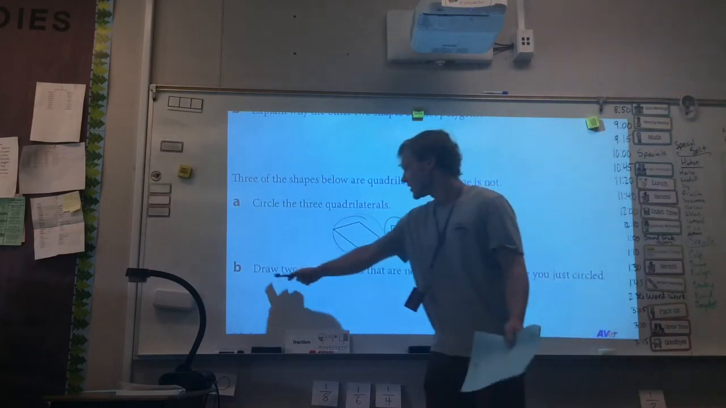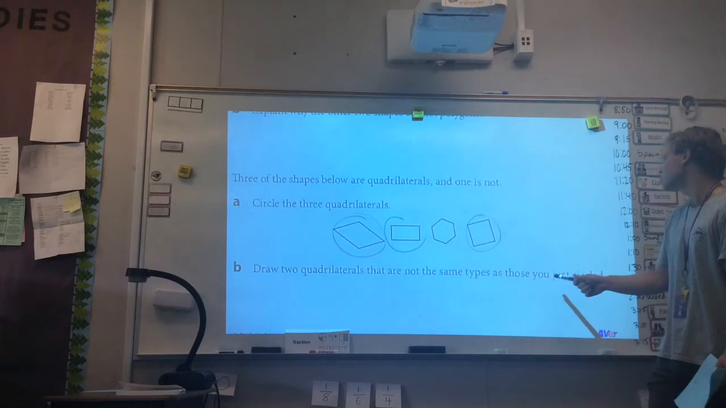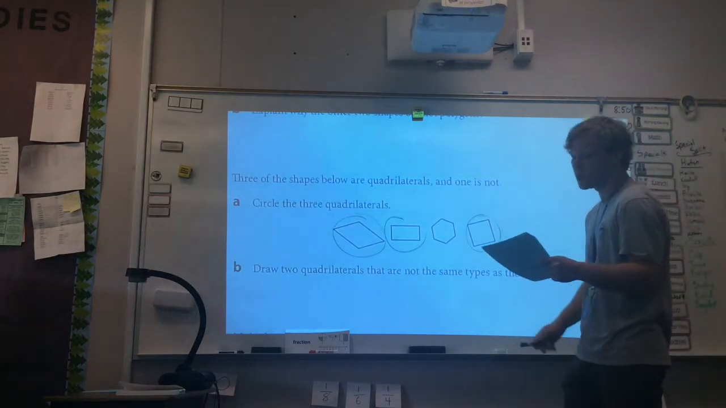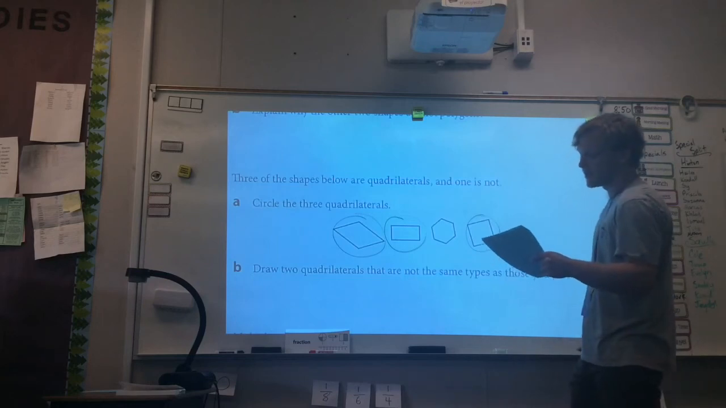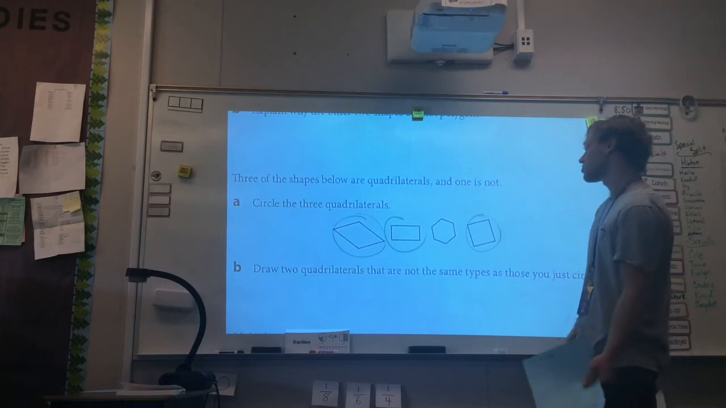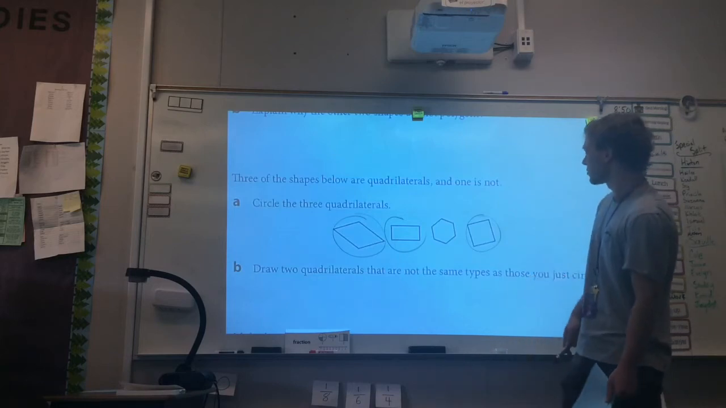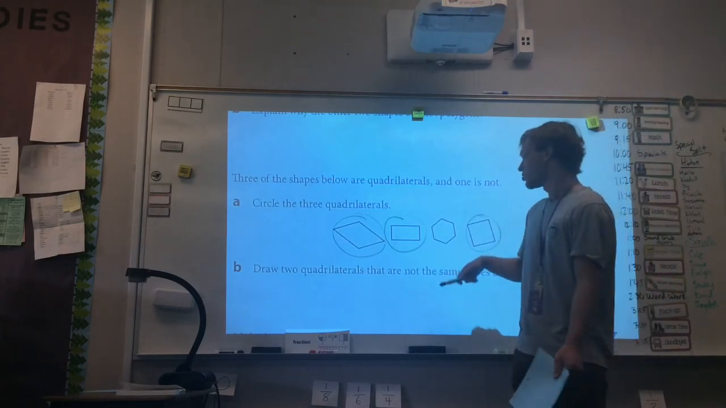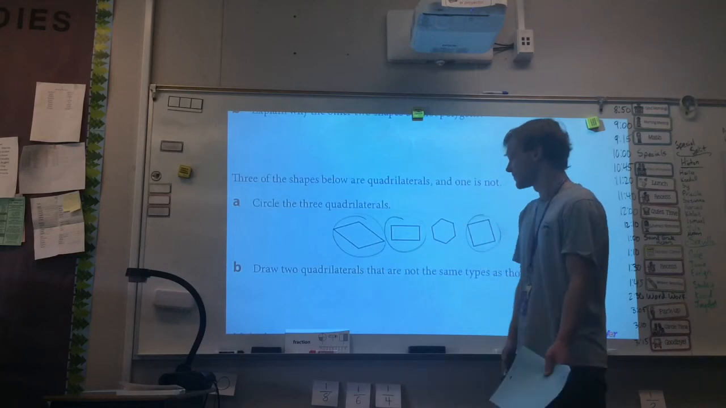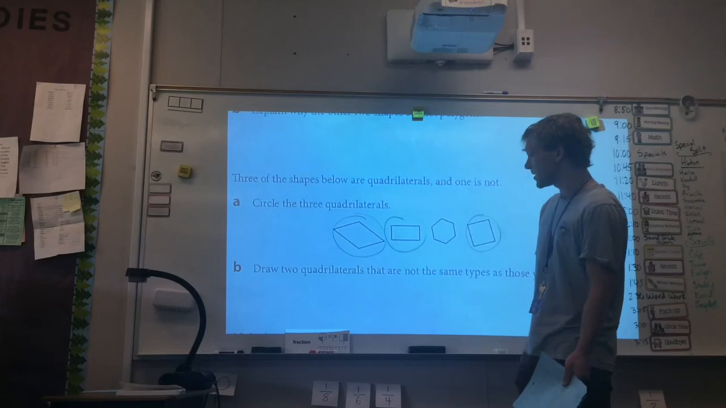Now, we need to draw 2 quadrilaterals that are not the same type as those you just circled. Dibuja 2 cuadriláteros que no sean del mismo tipo de los que acabas de encerrar en un círculo. So try not to draw a square, try not to draw a rectangle, and try not to draw a parallelogram, okay? Can't wait to see your drawings, friends. It's going to be fun. Let's move on to question number 3 together.